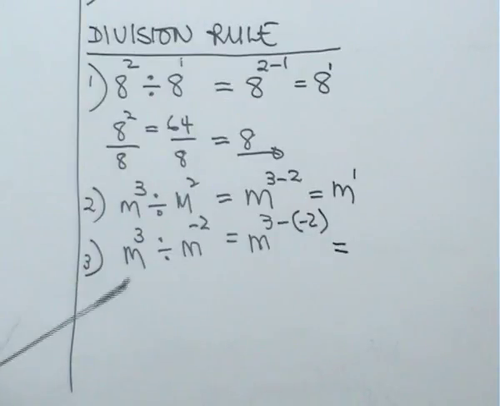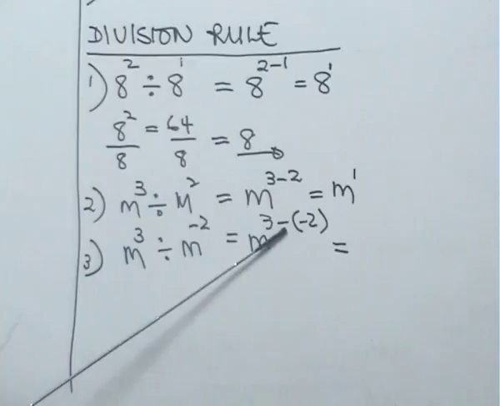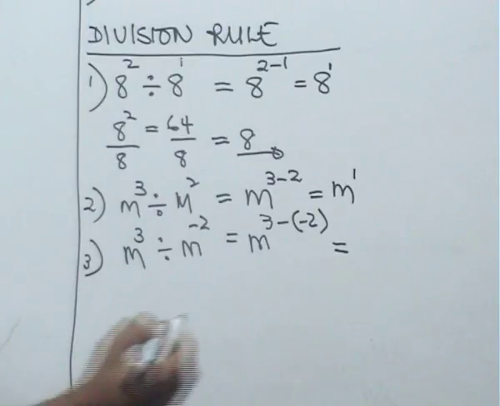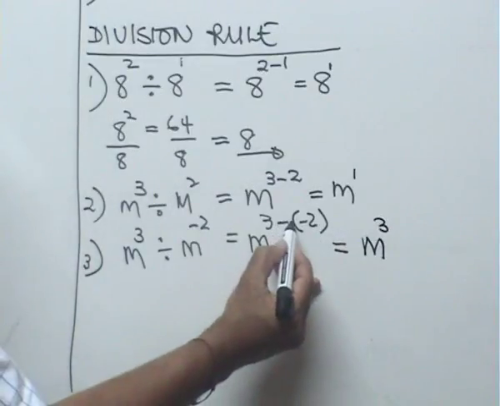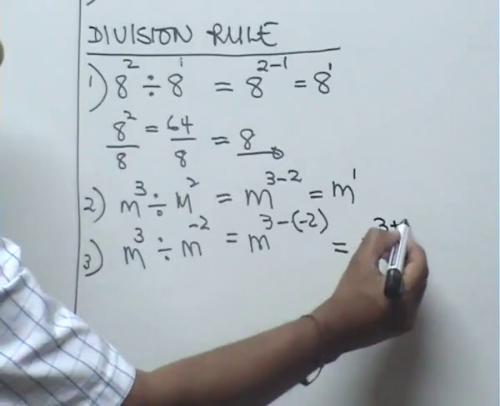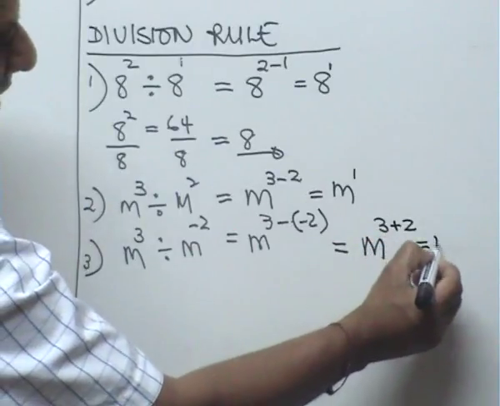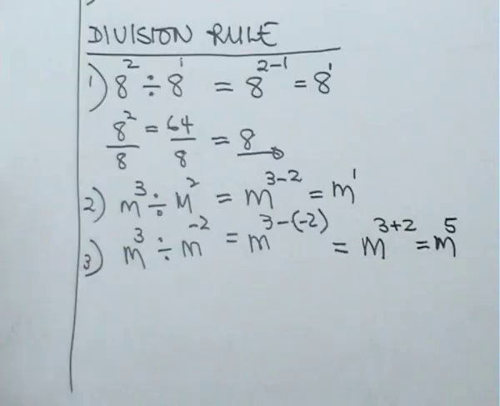So to get it right, make sure that you write the step down like this. m to the 3 minus (-2). So that's m, there's your 3. Now minus times minus gives you plus. 3 plus 2, the final answer is m to the 5.